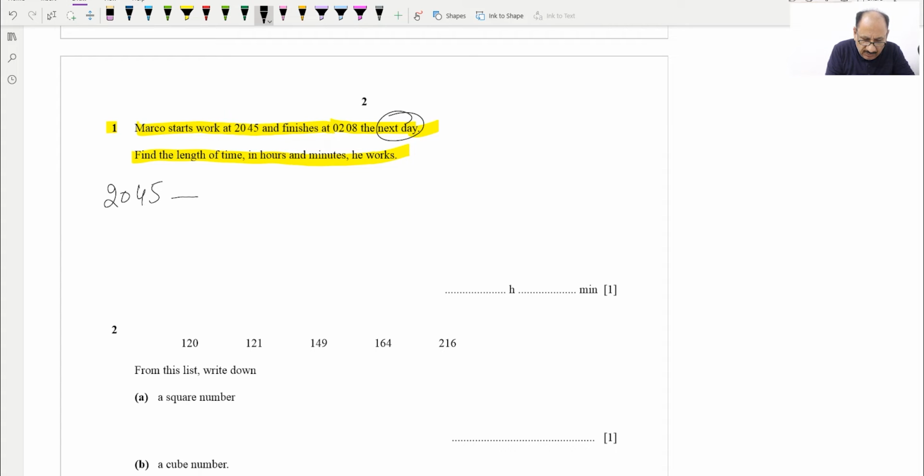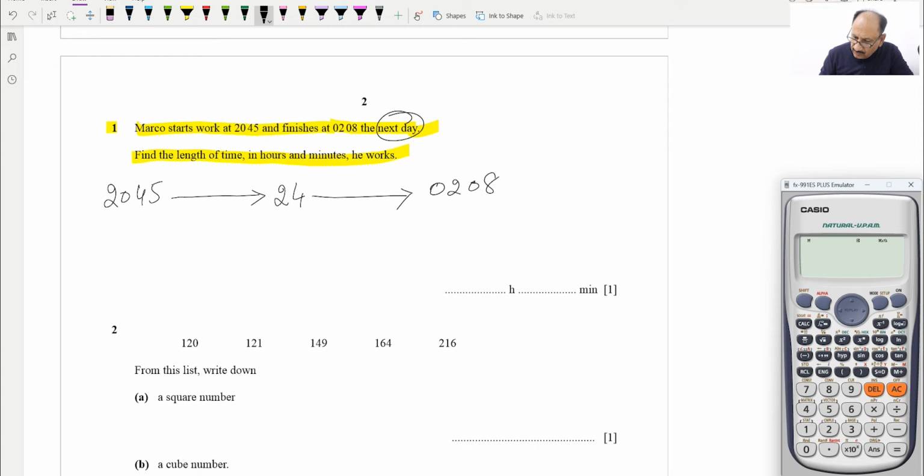So in between, there will be midnight, which we can take as 24, and then after that it will be the next day, and that will be 0 to 08. So these will be the two intervals which we need to find, and we can use the time button for this one. And 24 hours minus 20 hours and 45 minutes will give us 3 hours and 15 minutes.